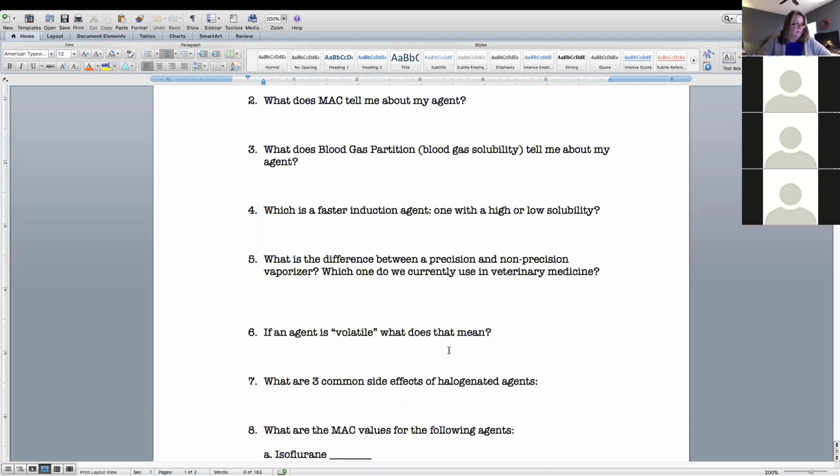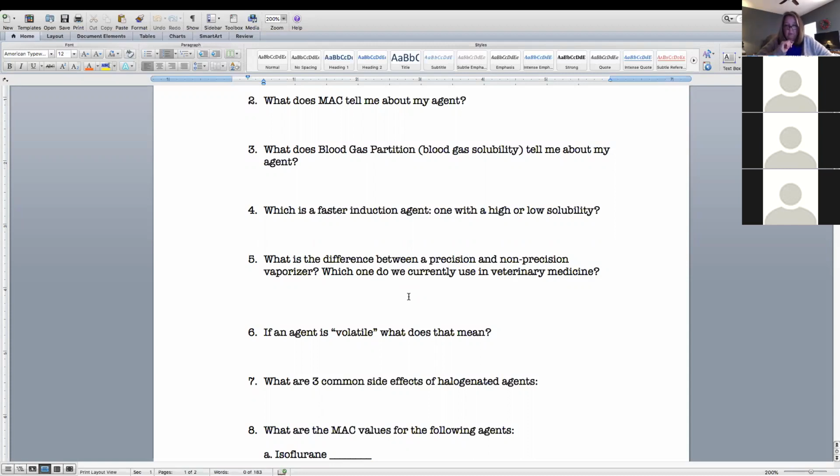What is the difference between a precision and a non-precision vaporizer? Which do we currently use in veterinary medicine? This is a broad question, but if you remember, a precision vaporizer is temperature controlled and it delivers a consistent percent. So when you put a number 2 on the dial, that is 2% isoflurane going to your patient. And a precision vaporizer means vaporizer out of circuit.